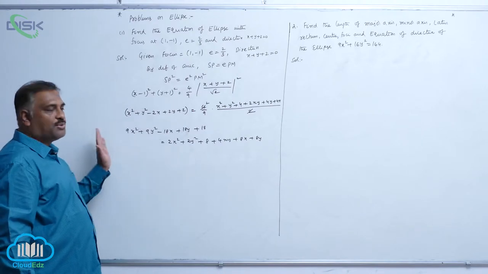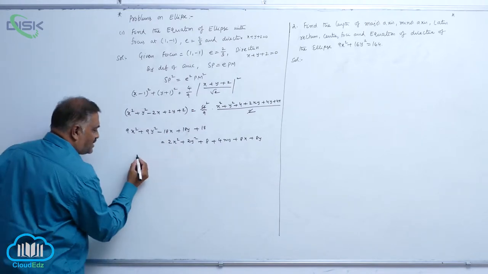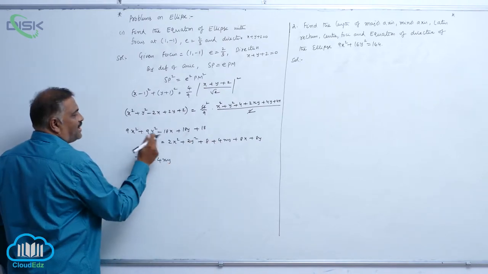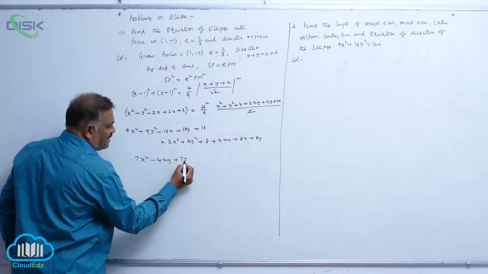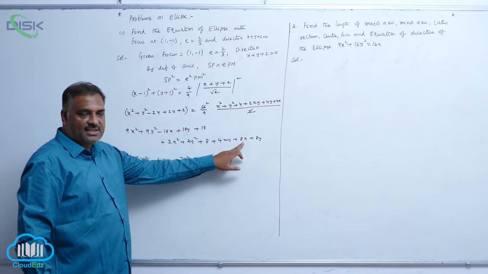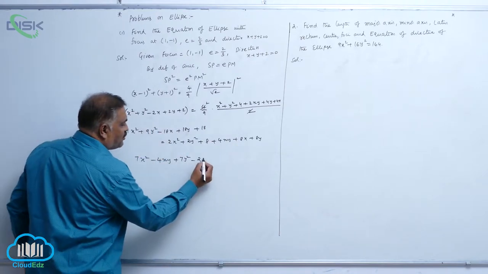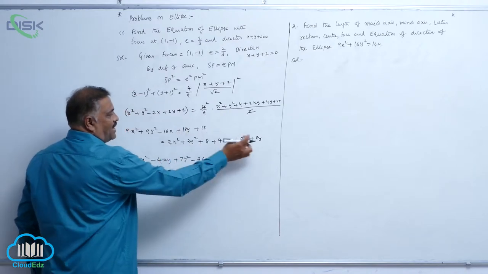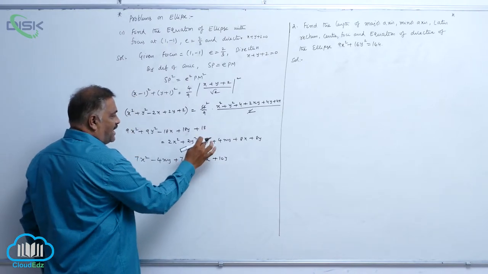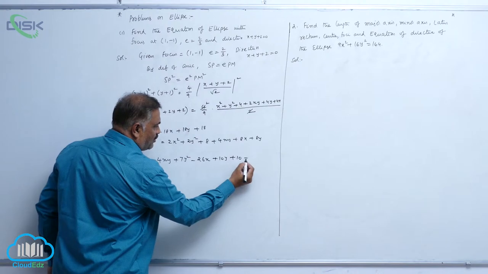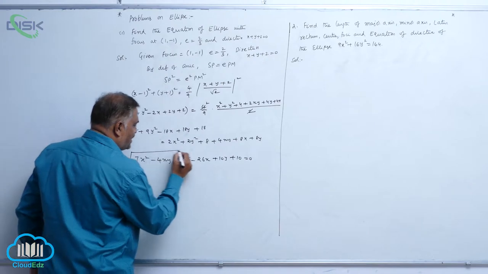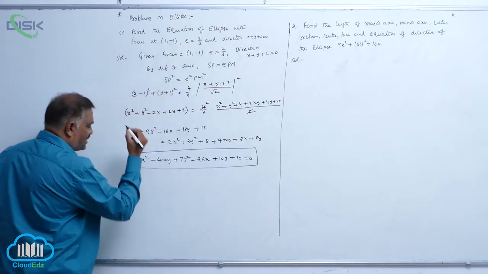Now bring all the terms to one side. 9x square minus 2x square means 7x square. Now minus 4xy. 9y square minus 2y square means 7y square. You can observe minus 18x is there, minus 8x comes over here, so minus 26x. Plus 18y minus 8y is plus 10y. Now the constant is 18 minus 8, that is plus 10, is equal to 0. So you observe that this is the equation of the ellipse satisfying our given conditions.